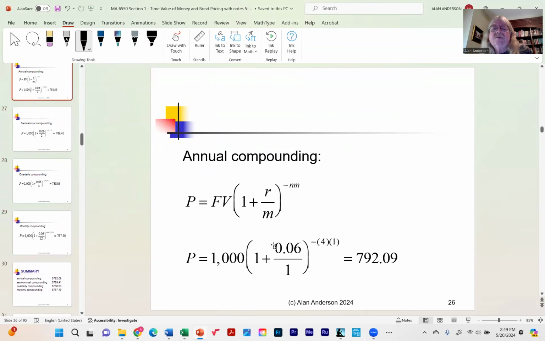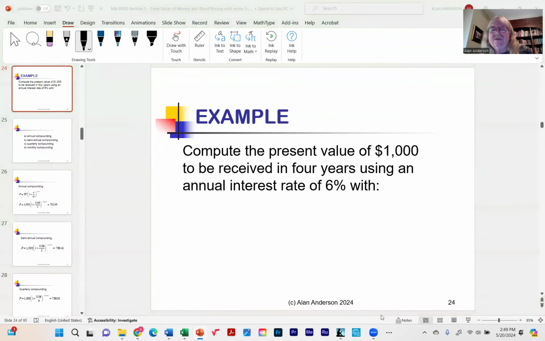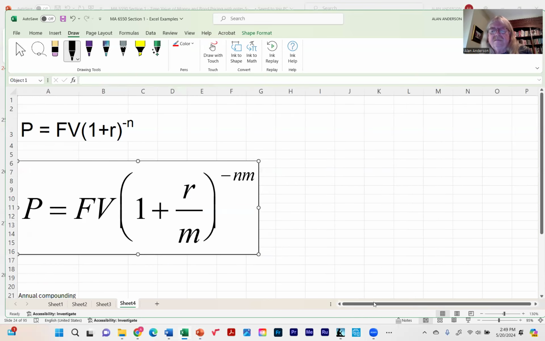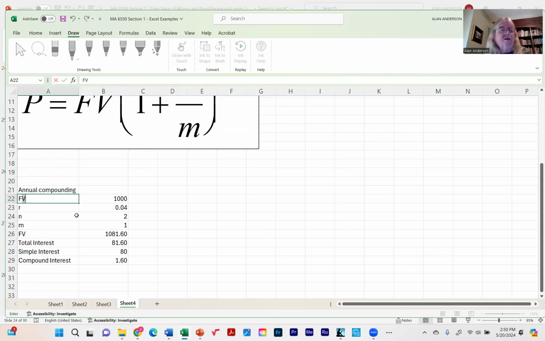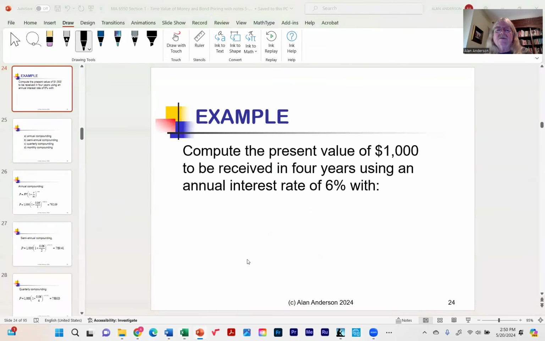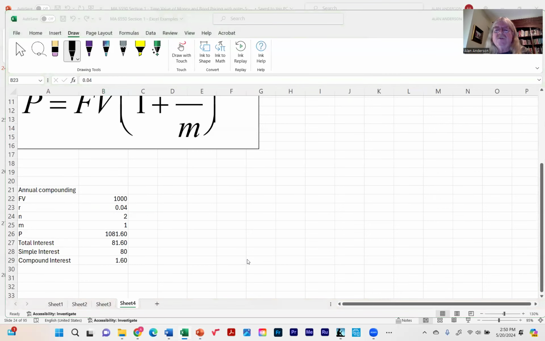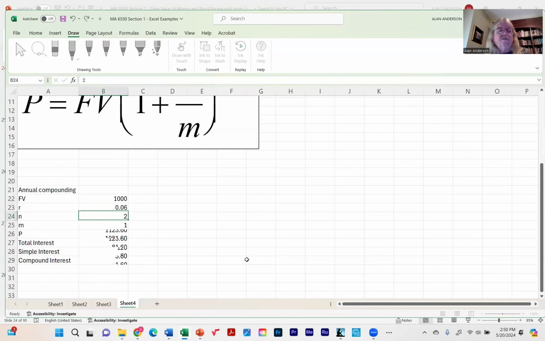Now, let's get to the present value cases. We're going to have $1,000 this time. We have to be careful here because this time we're solving for the present value. The formulas will, of course, be different. So here, the future value is 1,000, the interest rate is 6, it's 4 years, and the present value will be future value divided by 1 plus the rate of interest.